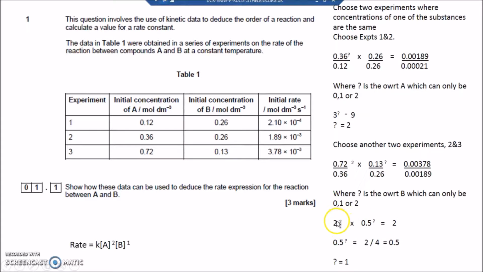2 divided by 4, so if we take this across the equal sign and down to the bottom, 2 divided by 4 is 0.5. So 0.5 to the question mark equals 0.5. It's itself. Something that's itself means that's to the power 1. So the order with respect to B is a 1. Incidentally, if something turns out to be a 1 here, so if, say for example, 0.5 to the question mark equals 1, the question mark is 0. Any number to the power 0 is a 1.